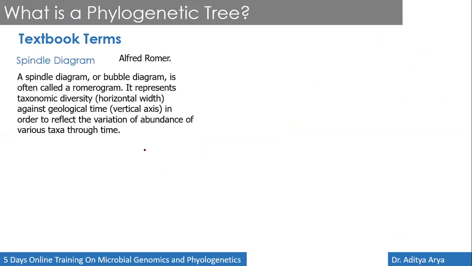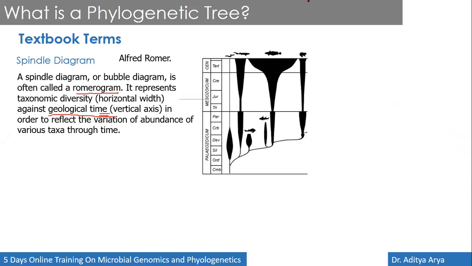They were developed by Alfred Romer, and they are also called Romerograms. Romerograms are slightly different phylogenetic trees, which on their vertices have geological time. That means they represent the overall evolutionary process, particularly in geological time scale, like million years ago and billion years ago that you study in geology. That kind of tree is known as Romerogram or spindle diagram. You can see here such kinds of diagrams you would have seen. This is a Romerogram.